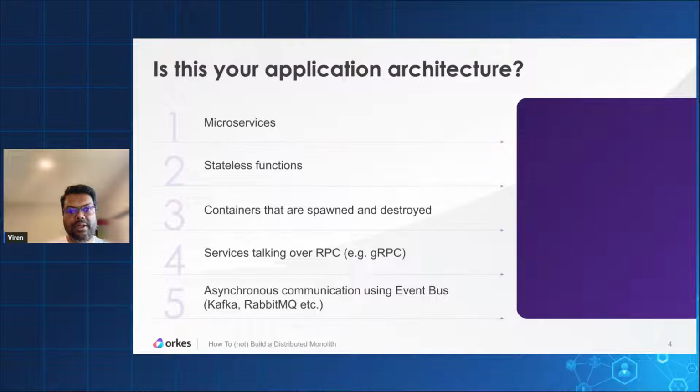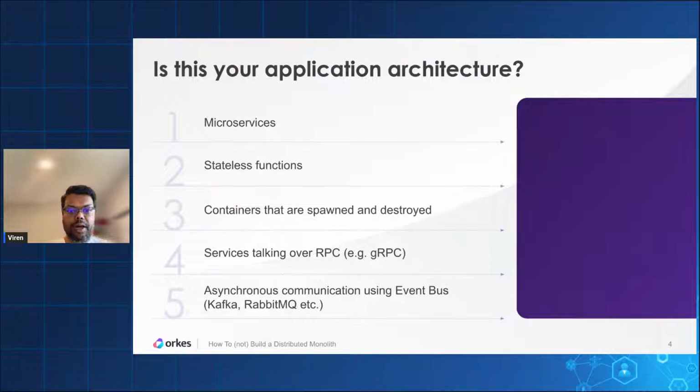So here is a deeper look at it. Maybe think about your application architecture. Do you use microservices? Do you have stateless functions running in cloud? Things like, for example, Azure Functions. You have containers that you use to deploy short or long-running jobs, and you terminate them once their job is done. You have services that are talking over remote process, right? So you're using gRPC, you're using HTTP, or maybe a very custom protocol.